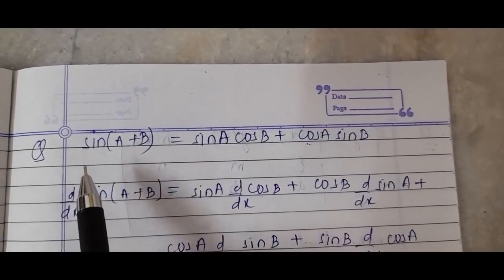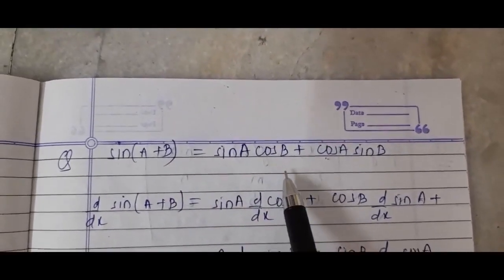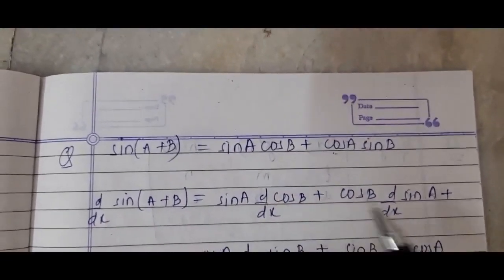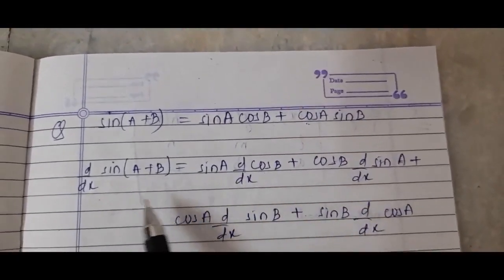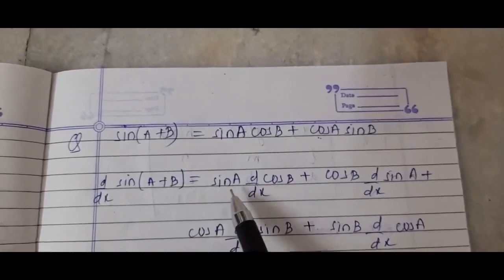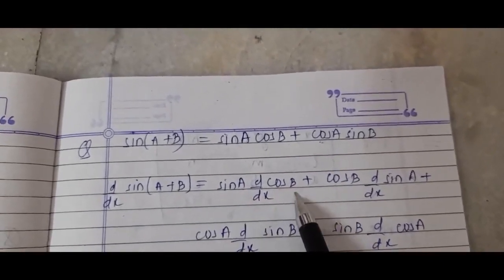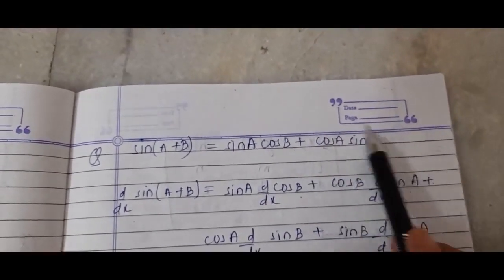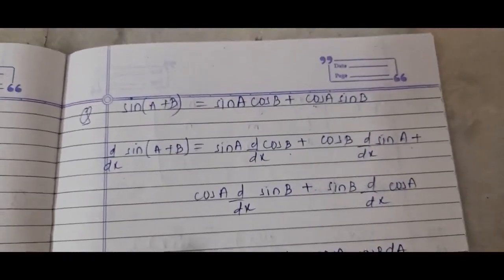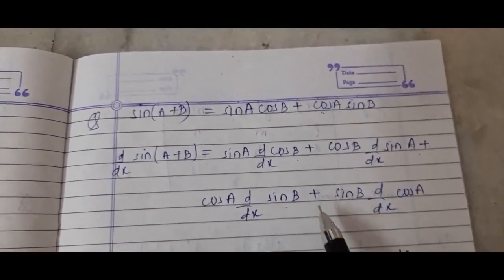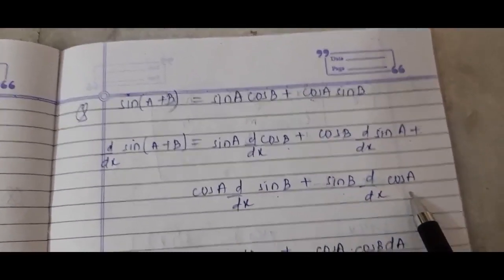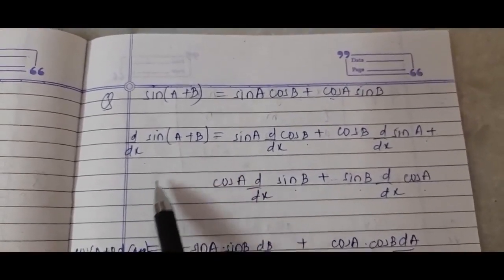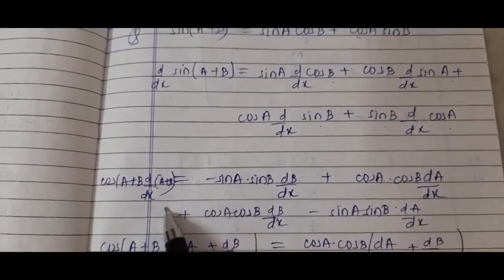Next question is, using the fact that sin a plus b equals sin a cos b plus cos a sin b, and differentiation, obtain the sum formula for cosine. So we will differentiate both sides with respect to x. So d by dx of sin a plus b equals sin a, constant, times differentiation of cos b, plus cos b, constant, times differentiation of sin a, plus now we differentiate cos a sin b. We will get cos a into d by dx of sin b plus sin b, constant, times d by dx of cos a. Here d by dx of sin a plus b is cos a plus b into d by dx of a plus b.